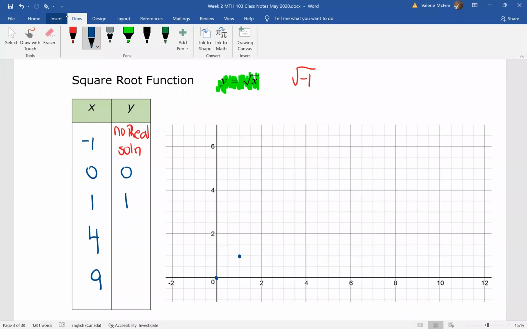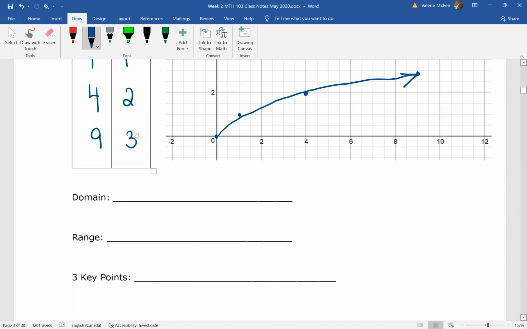I hope you let x equal 4. We know the square root of 4 is 2, and x equals 9. The square root of 9 is 3. So we have this increasing function heading towards positive infinity. Pause your video, write down the domain, range, and 3 key points.